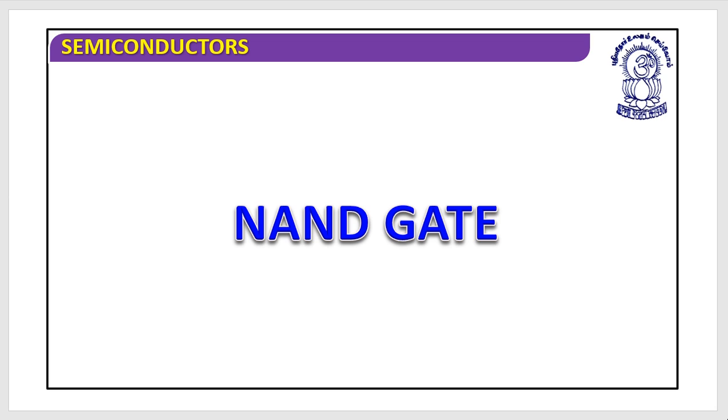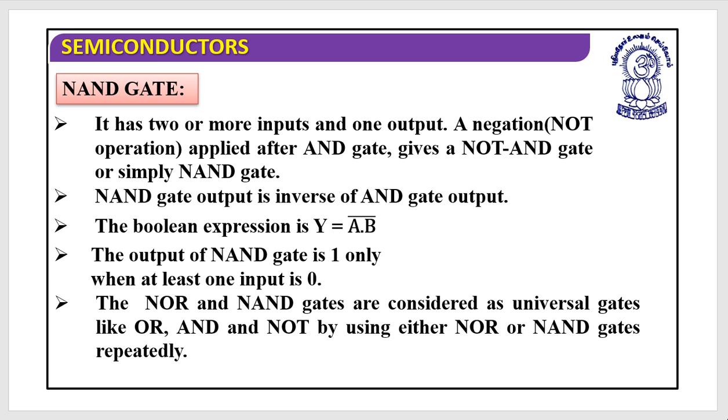Now we are going to discuss the NAND gate, which is basically AND plus NOT gate. It is the NAND gate. So the NAND gate basically has two or more inputs and one output, and a negation applied. A negation, that means the NOT operation applied after the AND gate gives a NOT AND gate, or we can say simply it's a NAND gate.